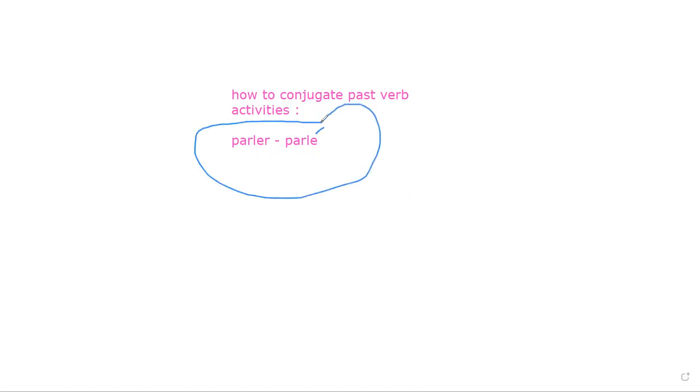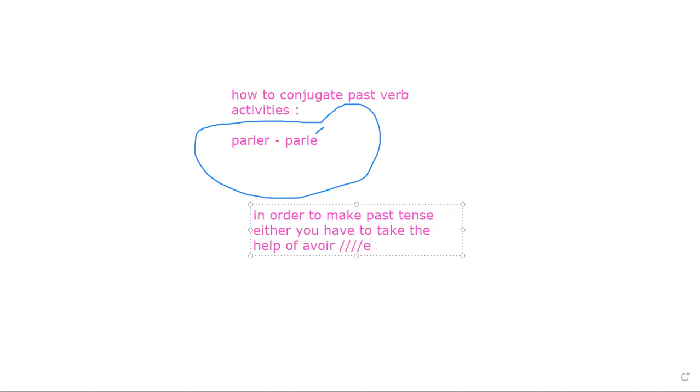But how to make the past tense? Now, listen to me very, very carefully. In order to make the past tense, clear? This is a very important rule which you have to understand, and I will explain to you. In order to make the past tense, either you have to take the help of our verb, or either the help of at verb. Yes, I will explain what this is.